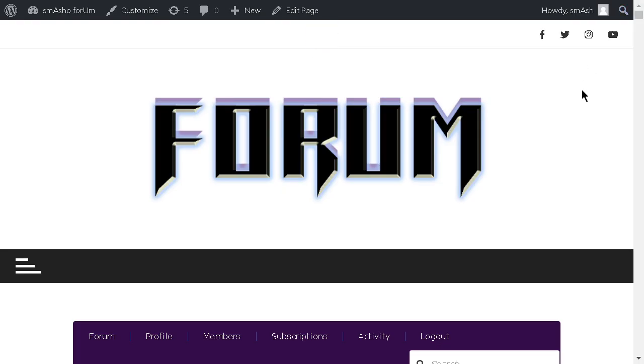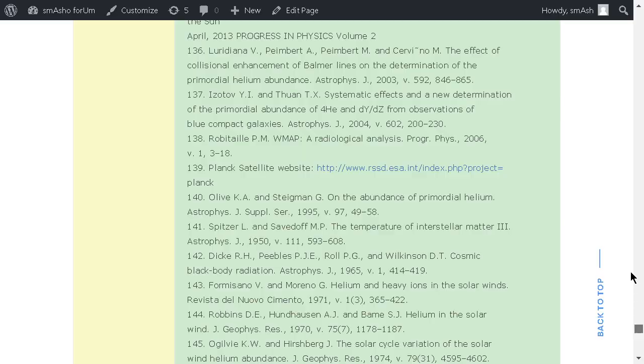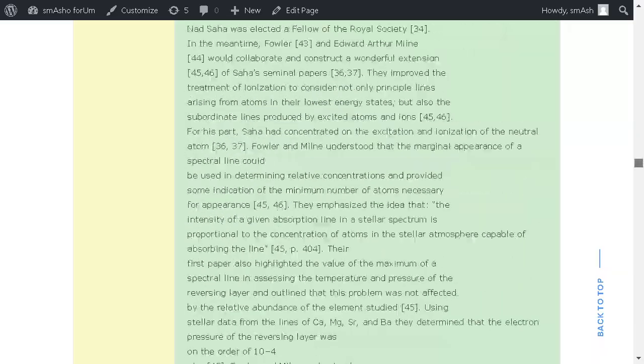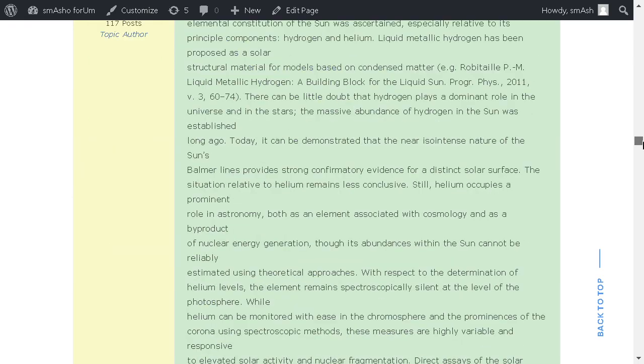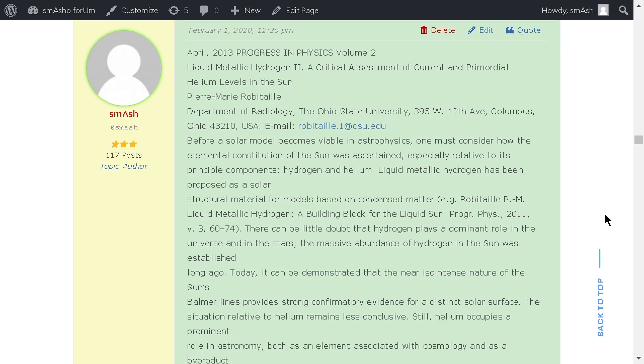I don't know if you've been to smAsho.com/forum yet, but one of the sections there has just been amended to include another article in the full text about liquid metallic hydrogen solar models, as they explain more of the observed phenomenon on the sun than any other theories as to what the sun is made of. So have a read, and thanks everybody for signing up for the forum. It's been a wild success, and it's not even a month old.